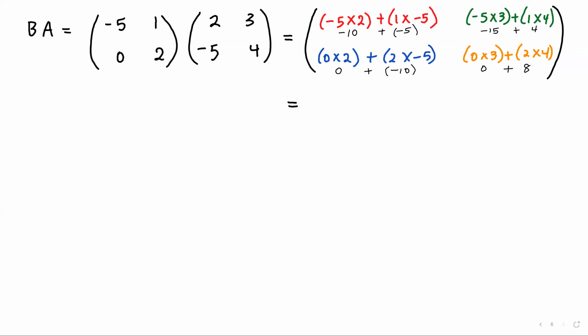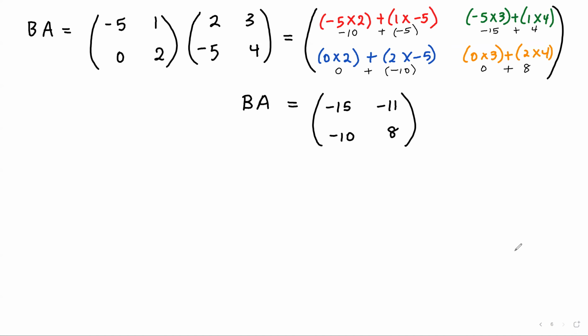So our final answer would be negative 10 plus negative 5, which is the same as saying negative 10 take away 5. That gives me negative 15. And then negative 15 plus 4 is negative 11. 0 plus negative 10, well, that's 0 take away 10, which is negative 10. And then 0 plus 8 is 8. So therefore, BA is equal to 15, negative 11, negative 10, 8.